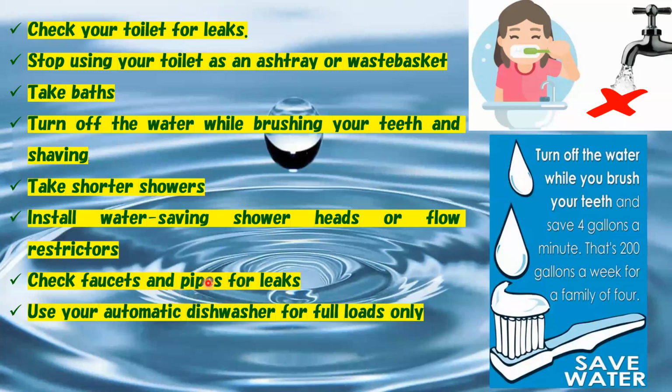Check faucets and pipes for leakage. You should check the taps, that is faucets and pipes. If there is any leakage, you should immediately take care of that. Use your automatic dishwasher for full loads only. If you're using a dishwasher, you should make sure that it is full. Don't put one vessel, one utensil in the dishwasher and turn it on. It will use a fixed volume of water, even if it is full, even if it is half, even if it is empty. So you better take care of these things.